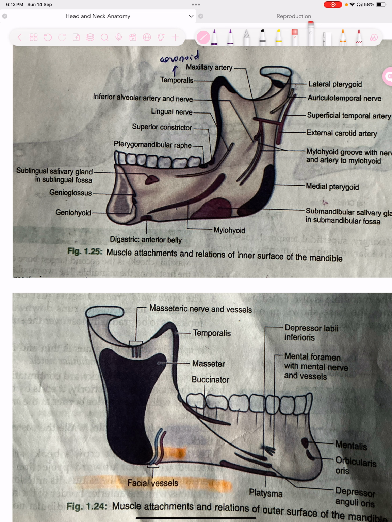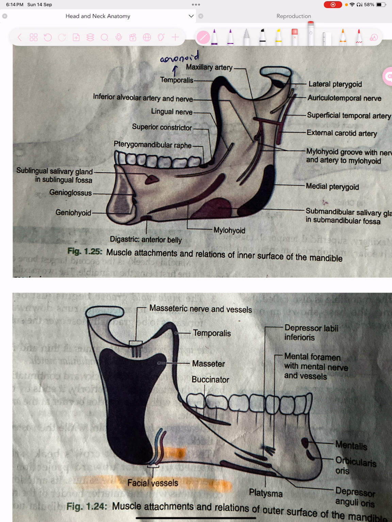Then you have the auriculotemporal nerve, which is here, and superficial temporal artery. So auriculotemporal nerve is accompanied by superficial temporal artery. Superficial temporal artery is a branch of the external carotid artery. External carotid artery gives two branches here. Here you can see actually it has a lot more branches. One is superficial temporal artery, and the other is the maxillary artery.